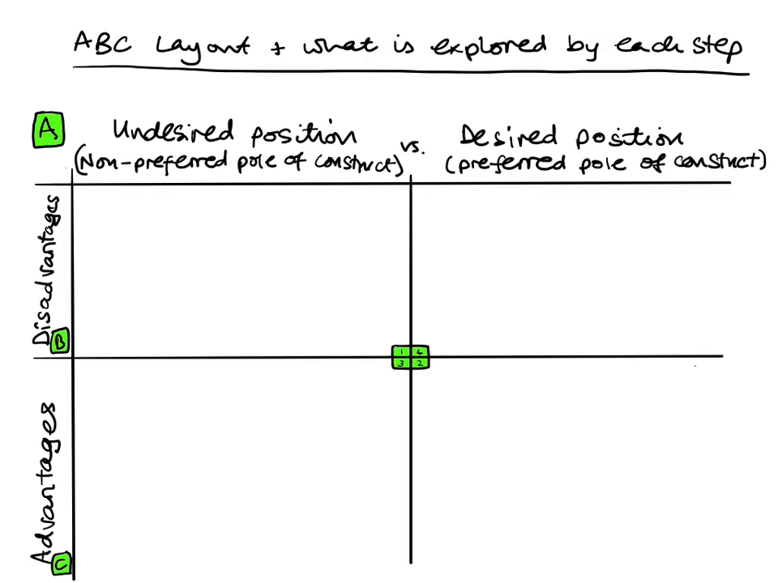This is the layout for the ABC, and I'm going to show you what is explored by each step. So the first part is to identify the construct. So it's the undesired position, which is the non-preferred pole of the construct, which you put on the left. The desired position, i.e. the preferred pole of the construct, goes on the right. And what you're going to explore is the disadvantages and advantages of each position.